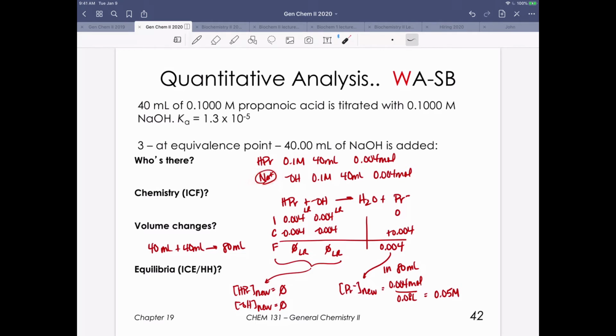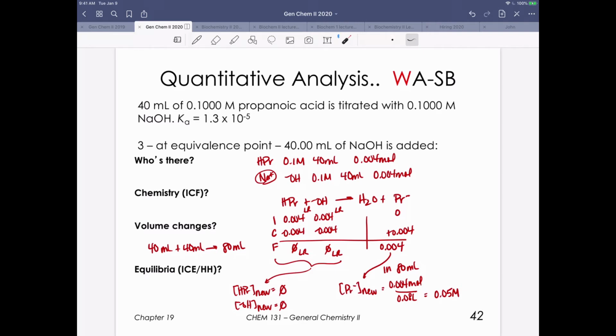Remember, even though we have the same number of moles of sodium cation, it's not contributing anything to pH because it's a spectator ion. You'll notice we have the same chemical equation here as we had before the equivalence point. That's not going to change. But what changes is the fact that we've got equal amounts of each of our reacting species, our weak acid and our strong base.